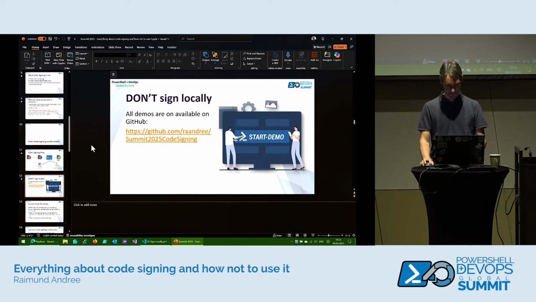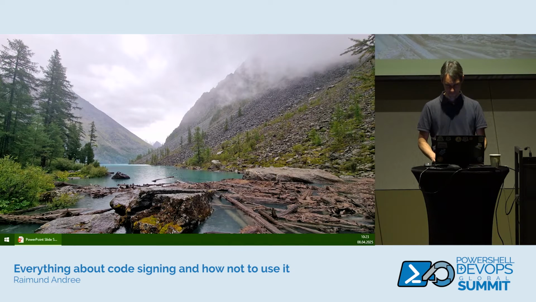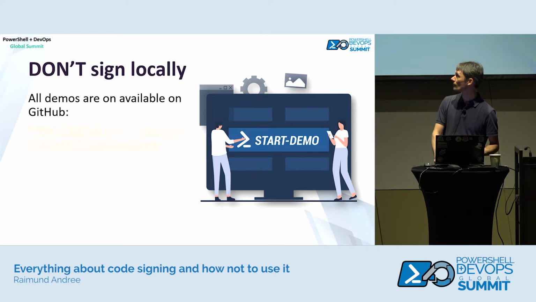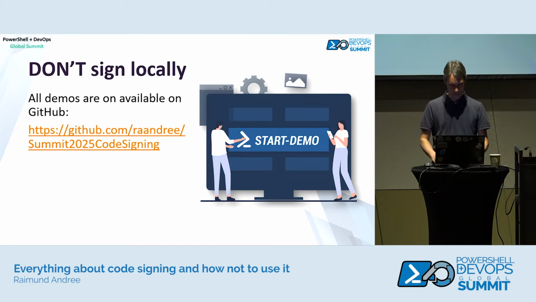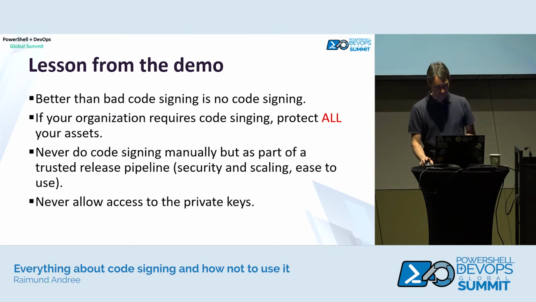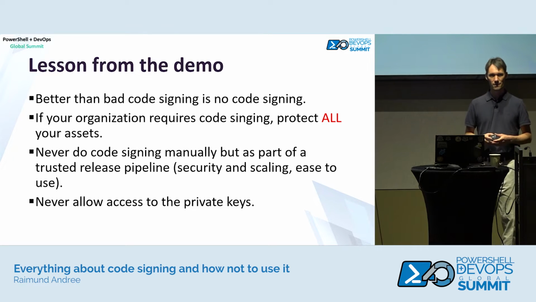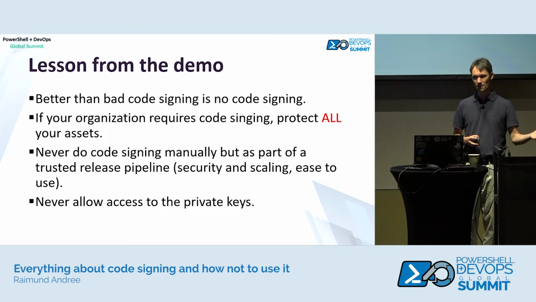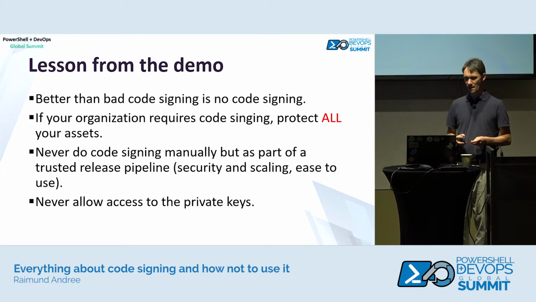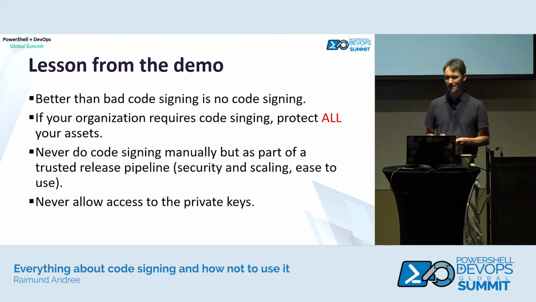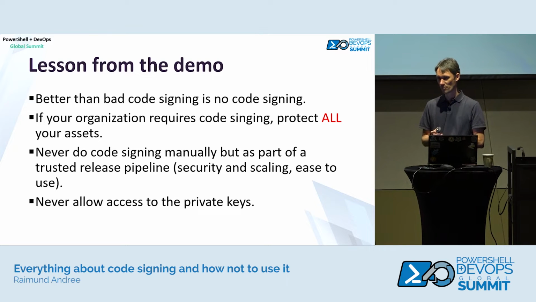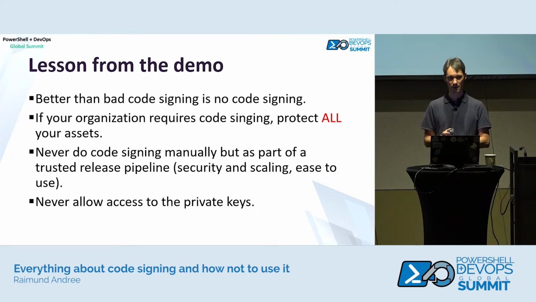Let's go back to the slides. Right, and here's the link to the material. Lessons from the demo. Better than bad code signing is no code signing, right? Because you're not increasing trust, you are actually decreasing it. And if your organization requires code signing, protect all your assets. And the most important asset is the private key. Actually, that's the only asset, right? The certificate, the public part, should be visible to anybody. Only the private key should be very well hidden.